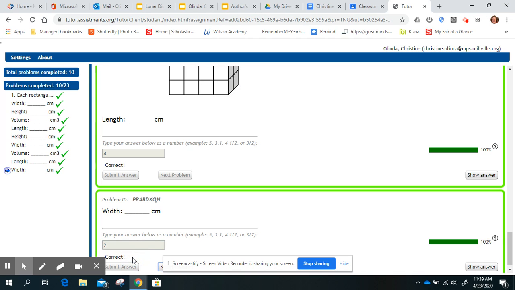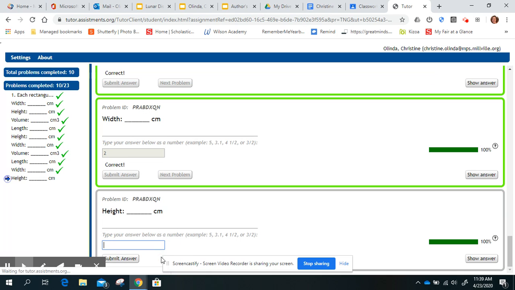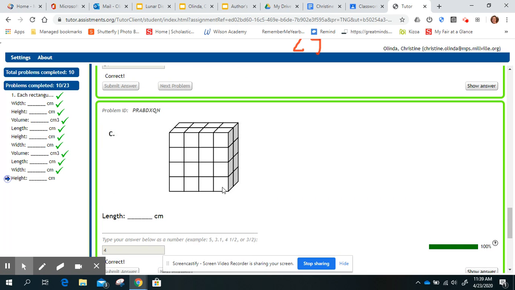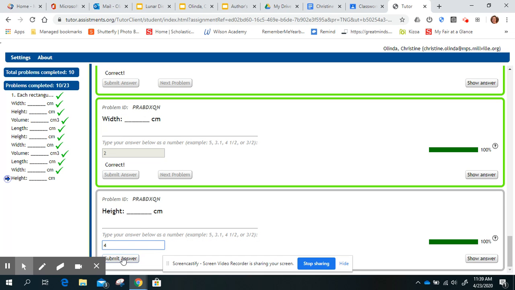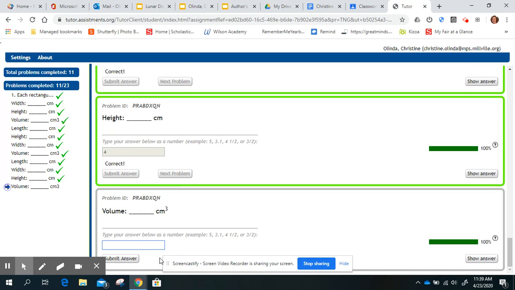Submit answer. Next question, and what is the height? So I have to count 1, 2, 3, 4. The height is 4. And I hit submit answer, and then I go to the next question.